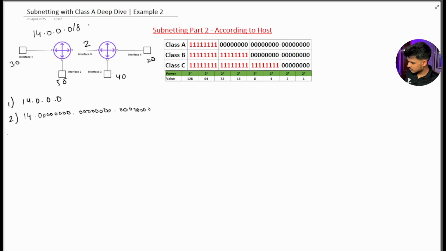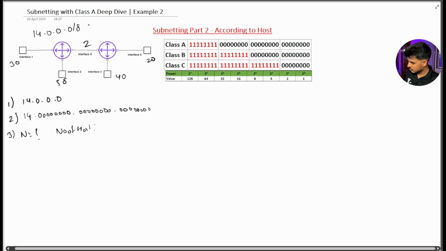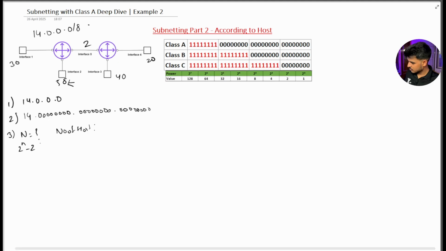In the third step, we will find the value of n, the number of usable hosts, as well as the number of total hosts. Before proceeding, we have to identify the maximum number of hosts required. In our case it is 58, as the rest are smaller. We again have to satisfy the condition 2 raised to n minus 2 should be greater than or equal to 58.